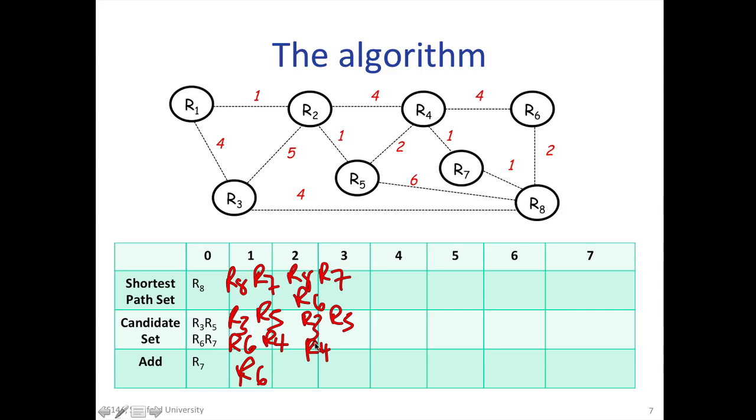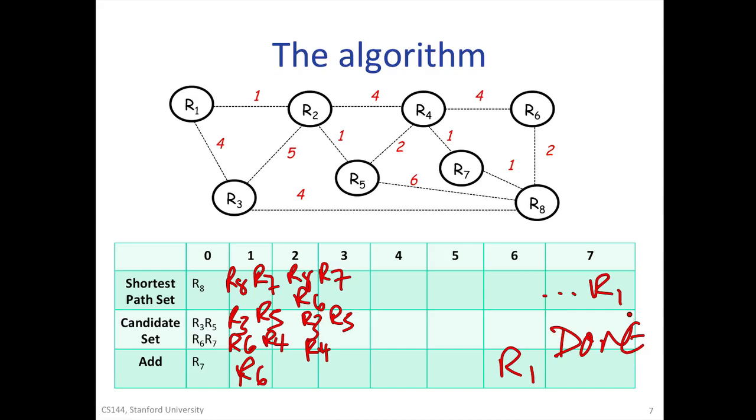And so on. Eventually, I will fill out the table until the very last one that I will add will be in, I will choose R1 here. And so at this point, I will add R1 into my shortest path set, and then I'm going to be done. Okay? I'm going to add 1 router at each step.